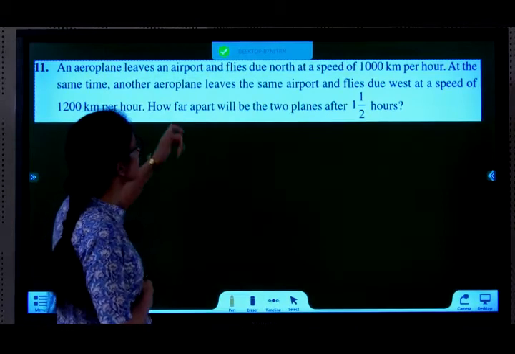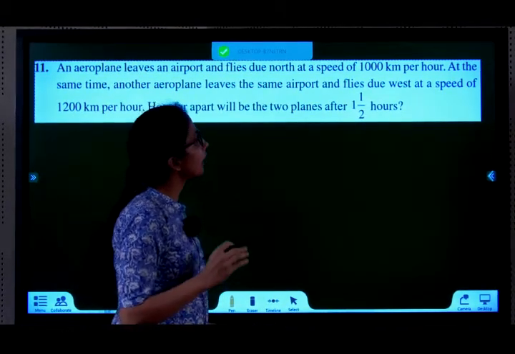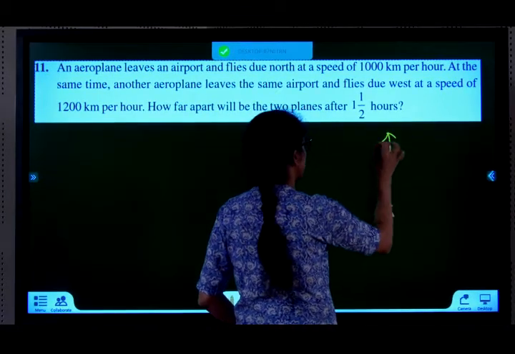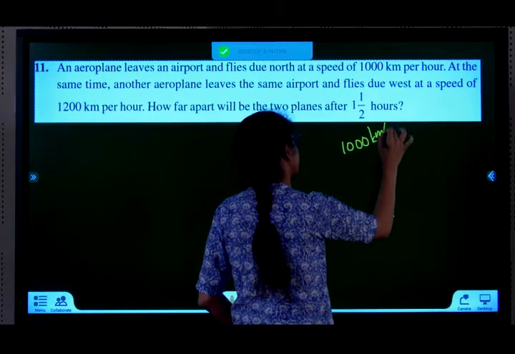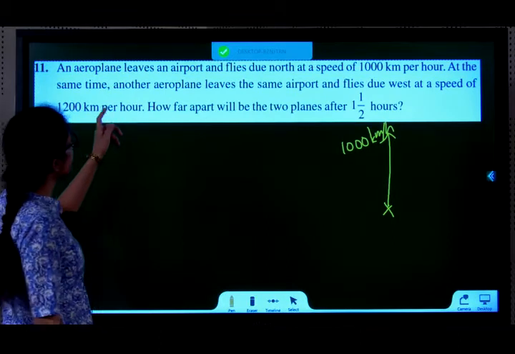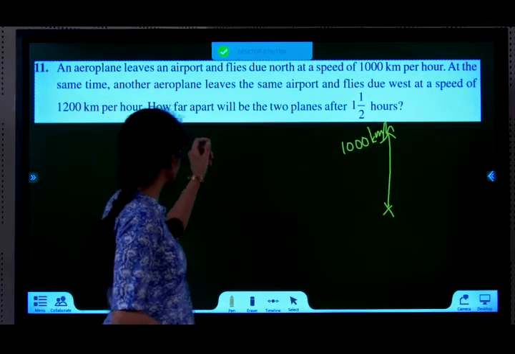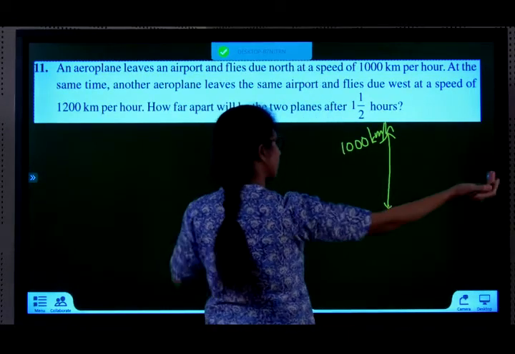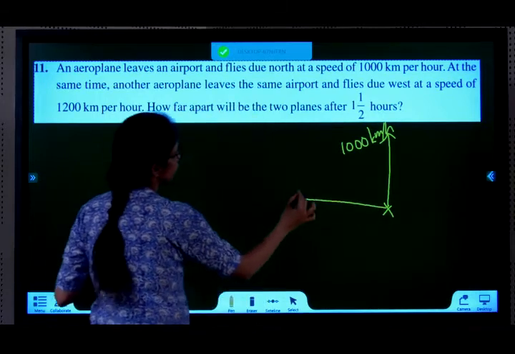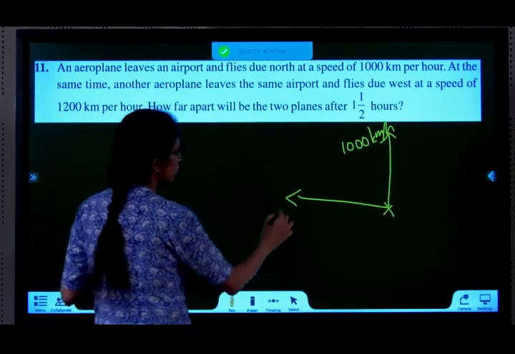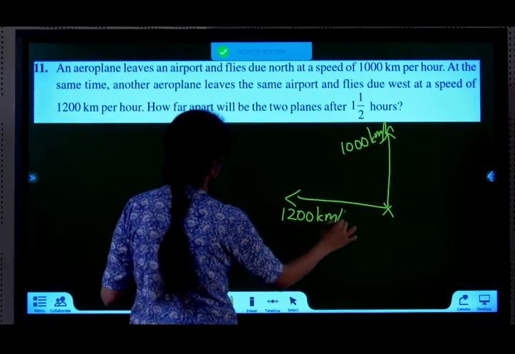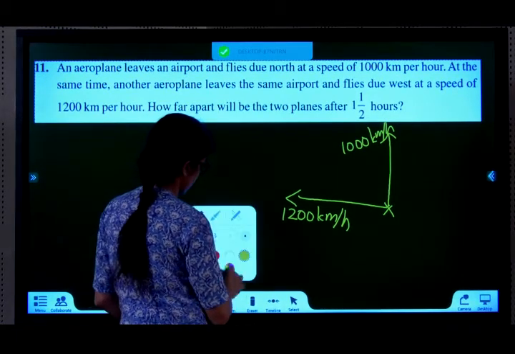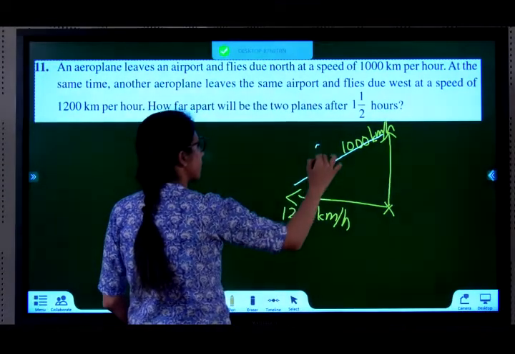An aeroplane leaves an airport and flies due north at a speed of 1000 km per hour. So from the airport it is leaving and is going at the speed of 1000 km per hour. At the same time, another aeroplane leaves the same airport and flies due west, at a speed of 1200 km per hour. How far apart will the two planes be after 1.5 hours? So after 1.5 hours, how far apart are they?